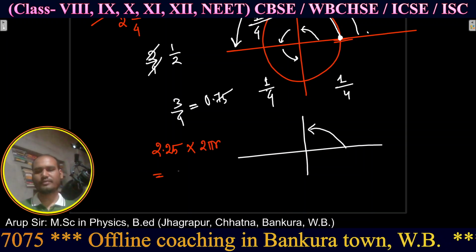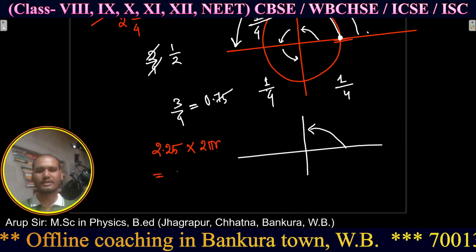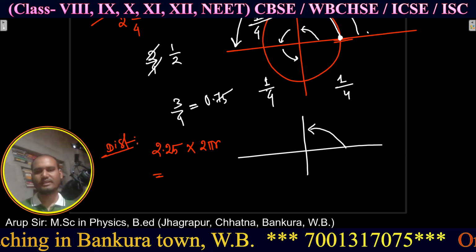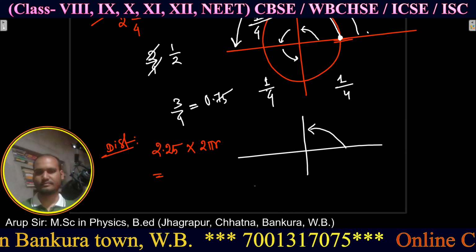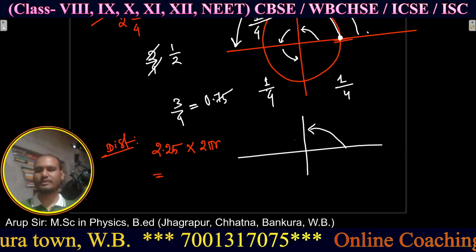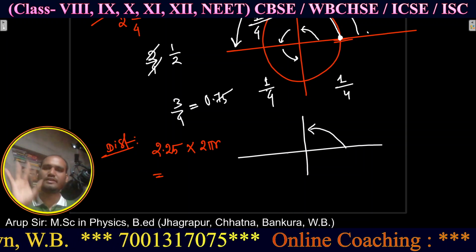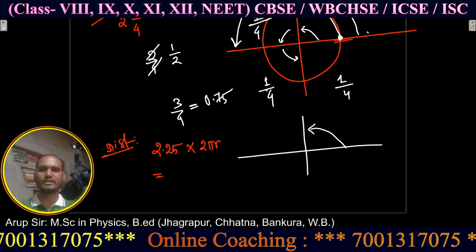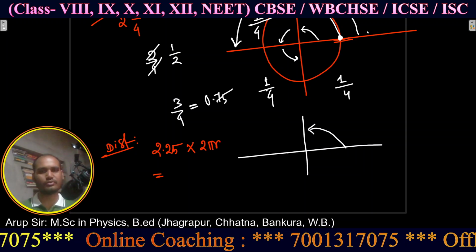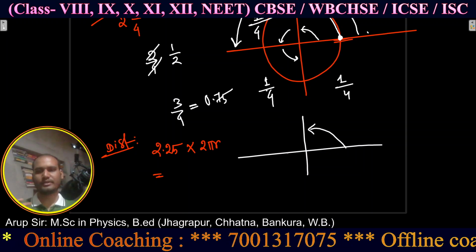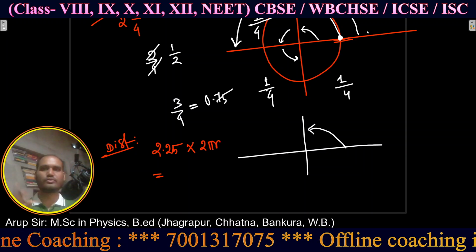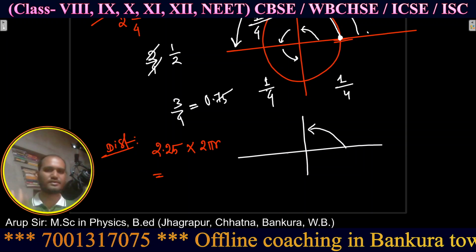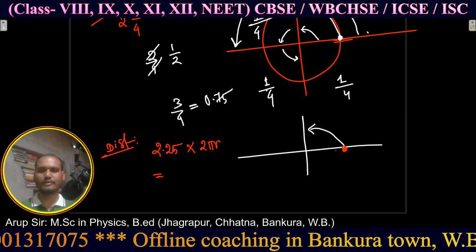So after further calculating, you can easily find out the result. This is distance. The problem is on displacement. Why displacement? Because it depends only on the initial and final point. So after 2.25 rotation, what will be the final point, you need to know. 2.25 means 2 complete rotations. After 2 complete rotations, its displacement is 0, which means the initial and final point will be the same.